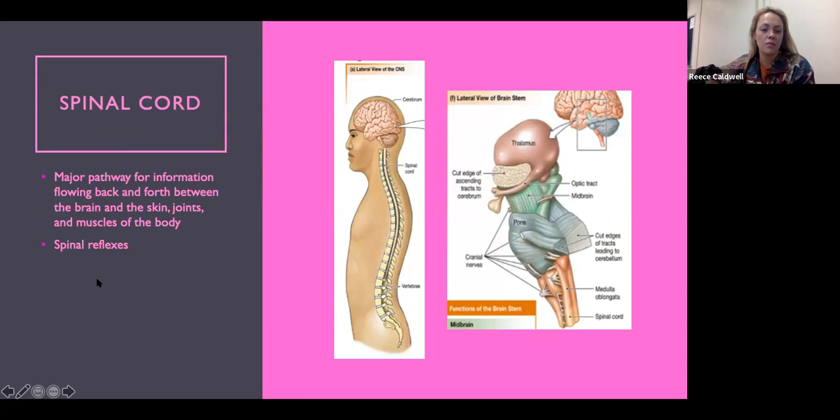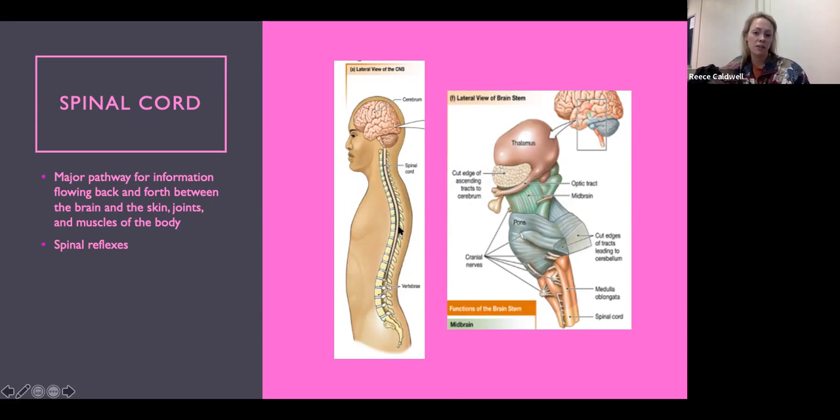So now lastly, we'll look at the spinal cord. This is the spinal cord here, extending from the brainstem all the way down to about one of the lumbar vertebra. It is a major pathway for information flowing back and forth between the brain, skin, joints, and muscles of the body. So it is very, very important. And we have this vertebral column that protects it, these spiny vertebra that are very important features to protect the spinal cord from being injured.